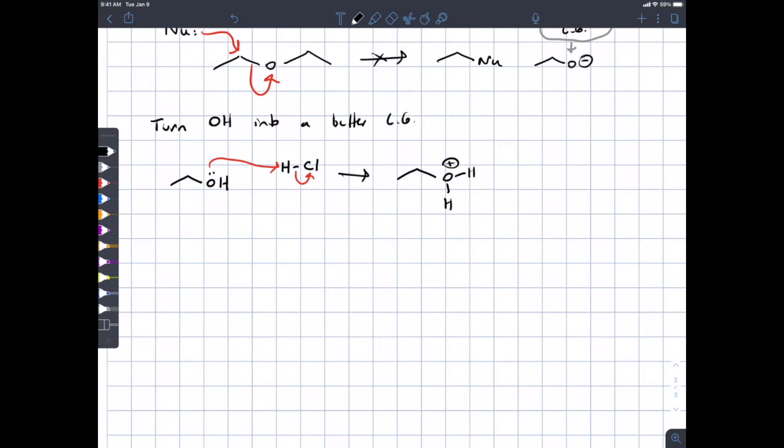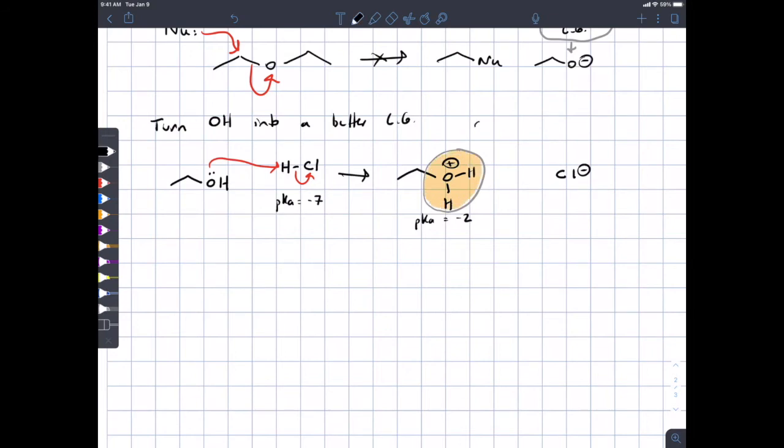The reason we know this can work is because the pKa of HCl is like -7 or more, or lower, whereas the pKa of the oxonium ion is -2. So this is totally thermodynamically favorable. And now you've satisfied the criteria for a good leaving group.